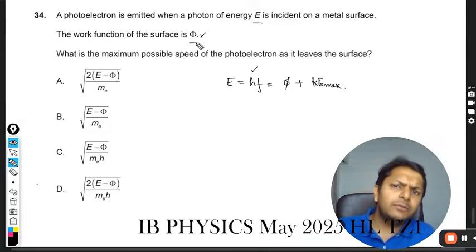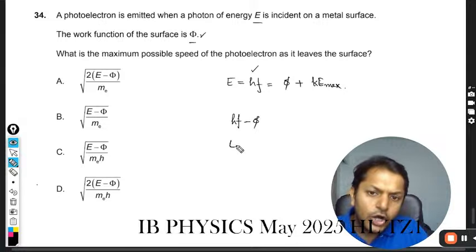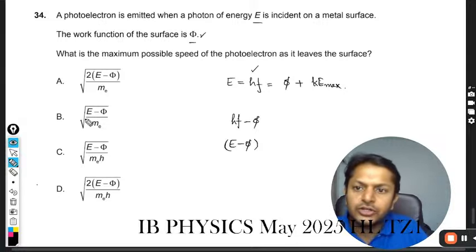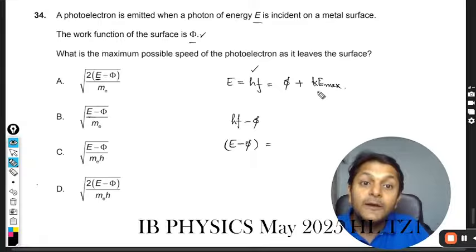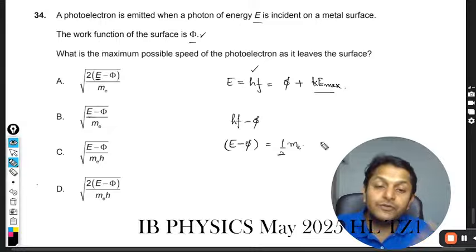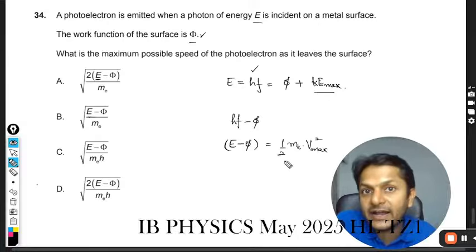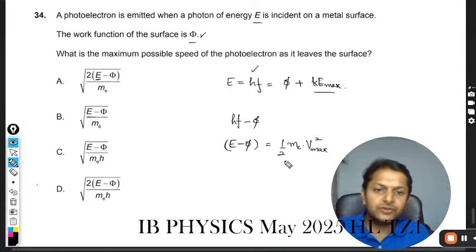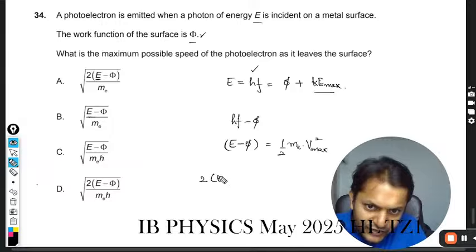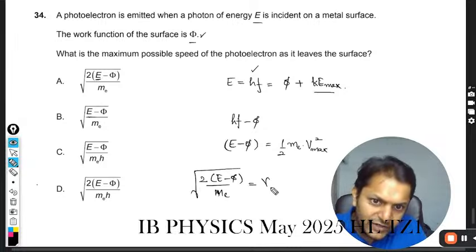Now, what about the remaining amount of energy? The remaining energy will be hf minus phi, or you can even write E minus phi, because they are not substituting E as hf here. So I can just write E minus phi is equal to the maximum kinetic energy. It will involve the mass of the electron, because it is the electron which is moving. This is the maximum velocity that will be gained by the electron. From there, you can create the expression: twice of E minus phi divided by the mass of the electron, square root of that, will be v max.